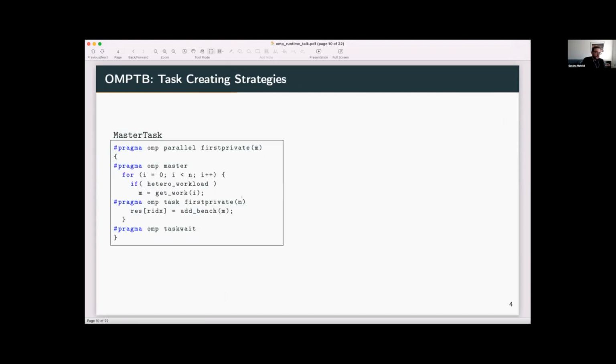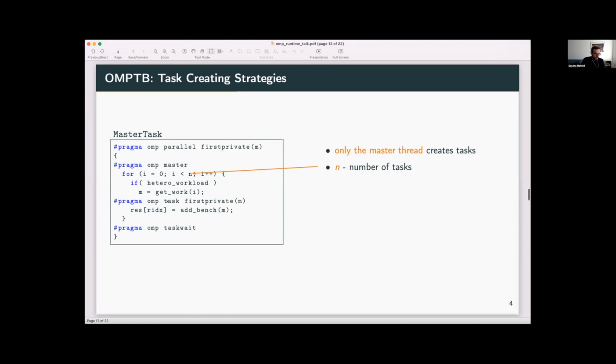So what are different strategies? I mean, there are some strategies that have already been proposed before. And one of the strategies that we looked at is the so-called master task strategy that happens often in applications, where we have a parallel application, like a parallel block. So a lot of threads are spawned, but only the master thread creates the tasks. So the master thread is only one, and all the tasks in that for loop are created by that master. And how many tasks do we create?